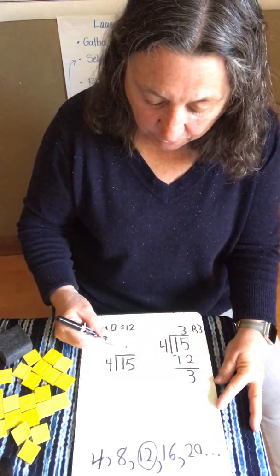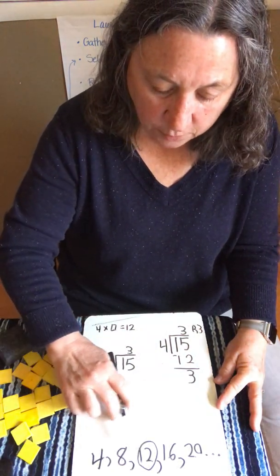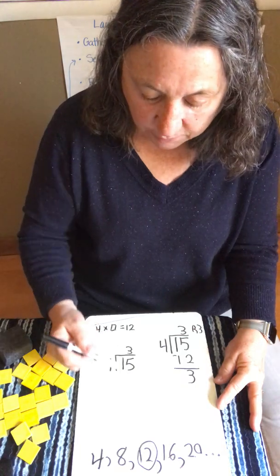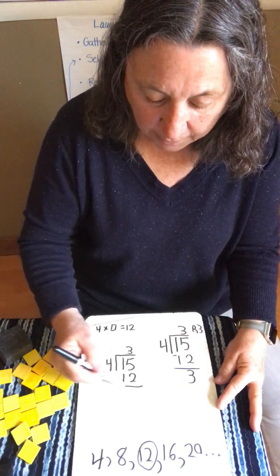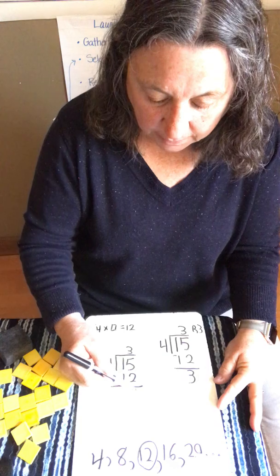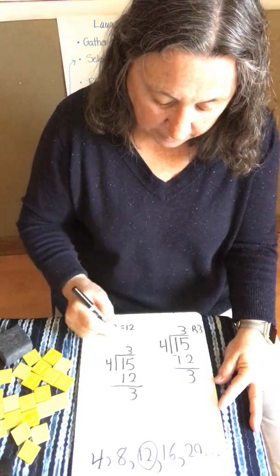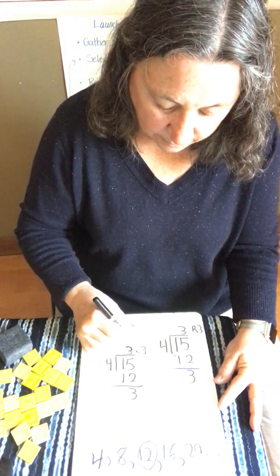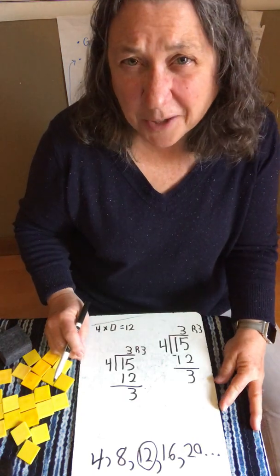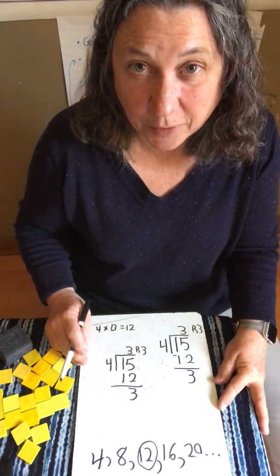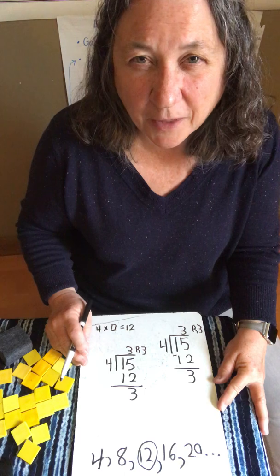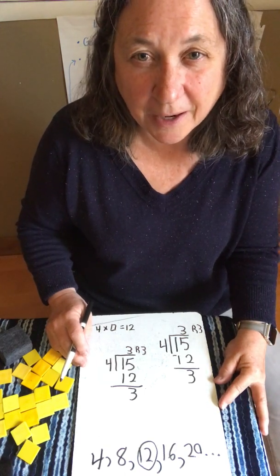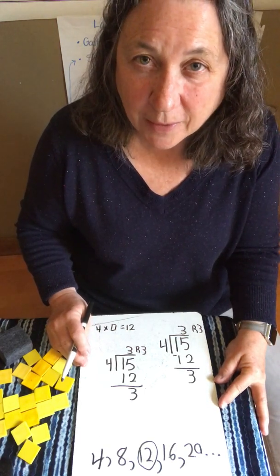4 times 3, 1, 2, 3. 4 times 3 is 12. And 15 minus 12 leaves the remainder of 3. The cool thing about a video, actually, is that you can watch this over more than once. So it's kind of like me coaching and showing it to you a second time. Let's try one more.